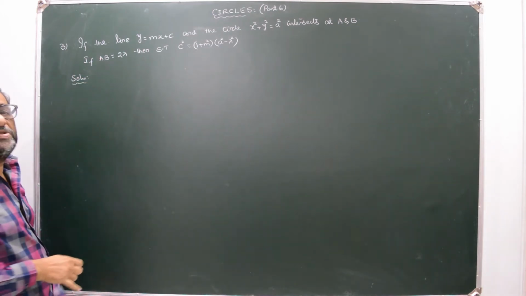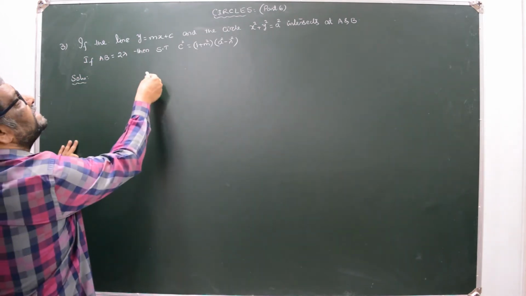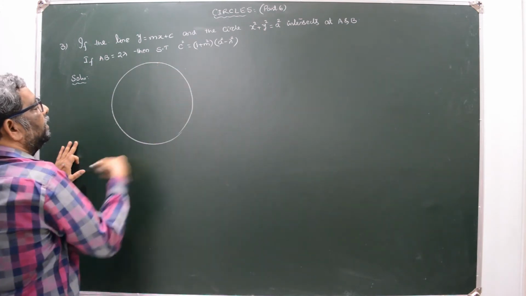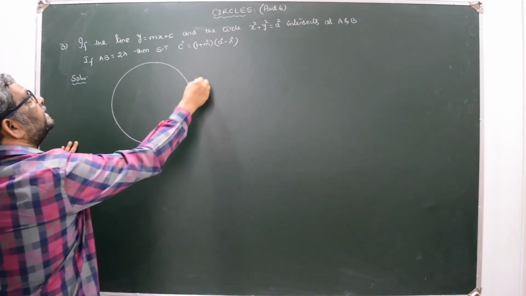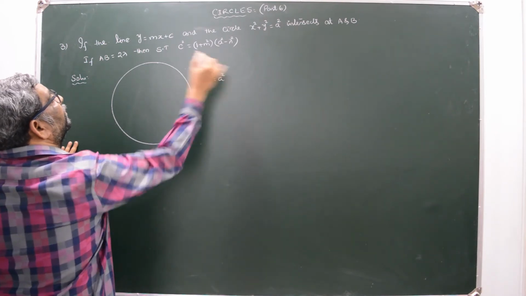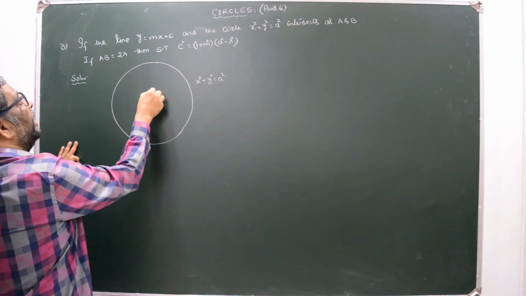We'll see the solution. I'll consider the circle x square plus y square is equal to a square. So the center is origin.